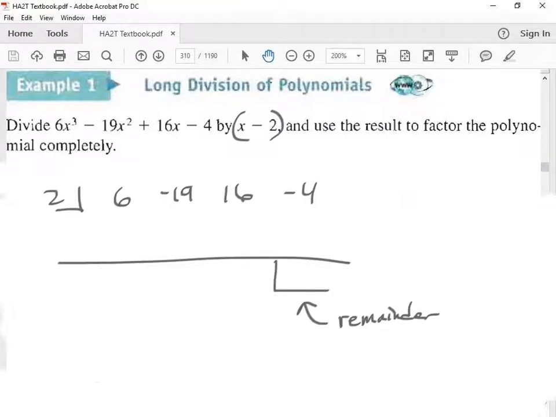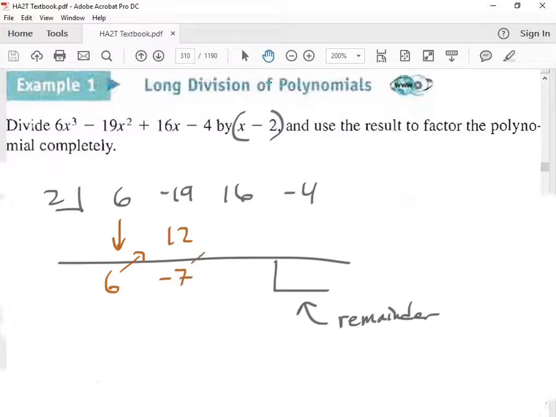All right, the first thing we've got to do is bring down this 6. So we bring down this 6, and then the next thing we've got to do is write a new number right here. That number we get by going 6 times 2. So 6 times 2 is 12, and when I add negative 19 to 12, I get negative, what would that be, 7? Yeah, negative 7.